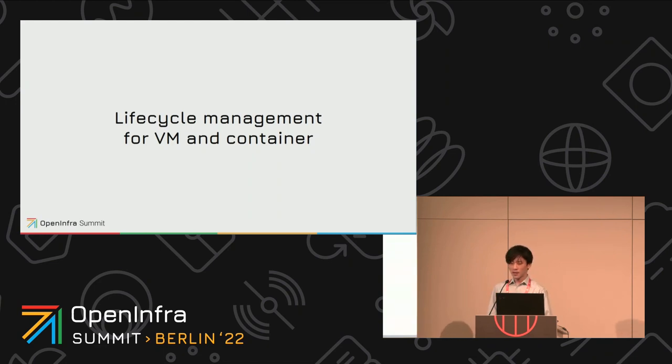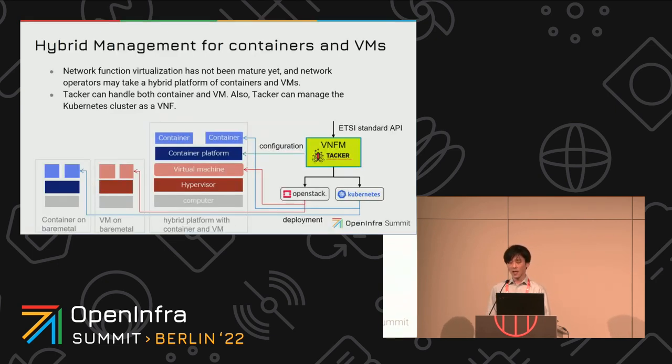From here, I'll explain the lifecycle management for VM and containers by Tacker. So there are many types of virtualized configurations in network operation systems. Network function virtualization has not been mature yet, and network operators may take a hybrid platform of containers and VMs nowadays. The figures on the left side show the containers on the bare metal machine, and the next shows the VM on the bare metal machine. Tacker can support both configurations. And also, Tacker can support a hybrid platform with containers and VMs. This platform shows containers are running on the container platform, and the container platform is installed in the virtual machines. Tacker manages both the virtual machine and the above layer containers by using the same ETSI standard APIs.